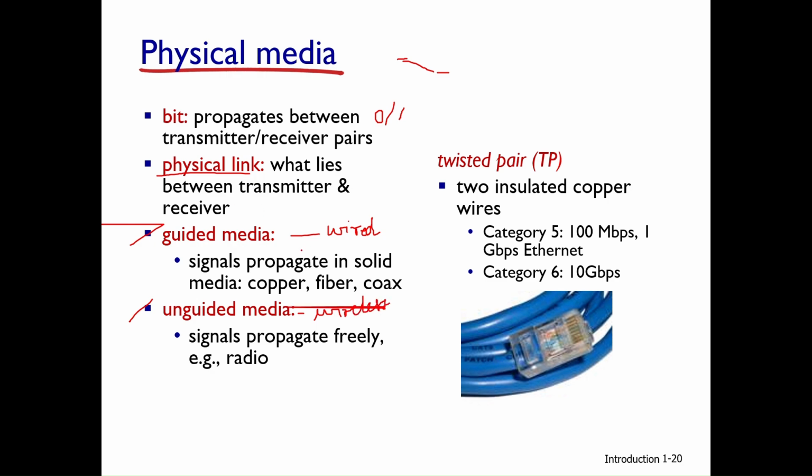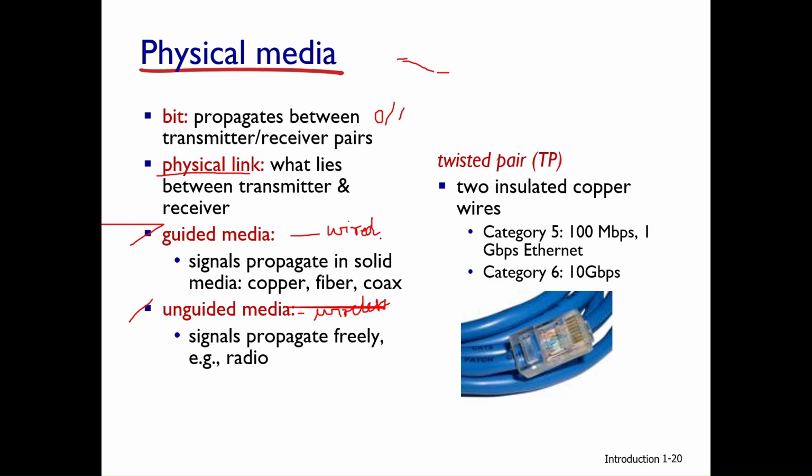So why do we call wired media guided? Because the signal travels along a guided path. The signal propagates in a solid medium such as copper, fiber, and coax. In unguided media, that is a wireless connection, the signal propagates freely. It might go in any possible direction, therefore we term it unguided media.